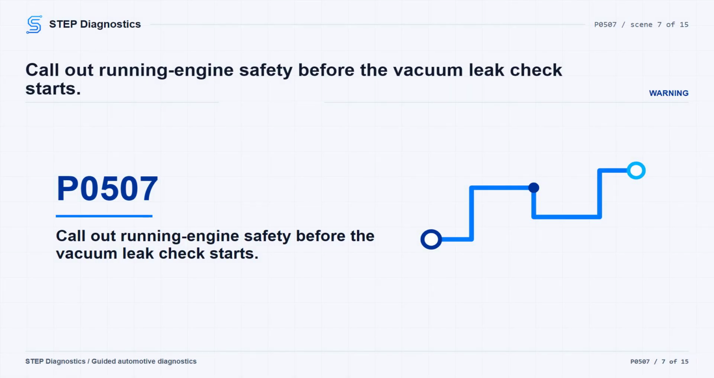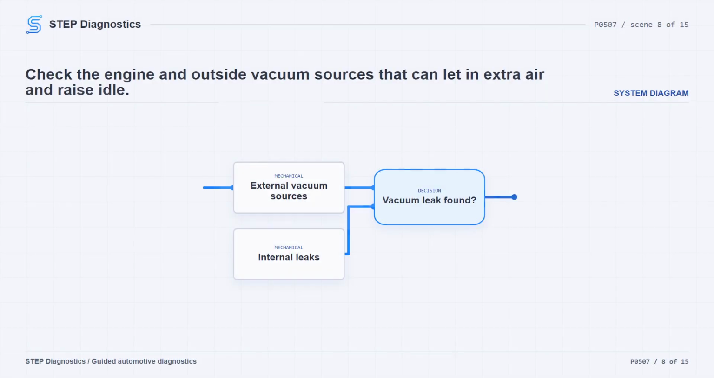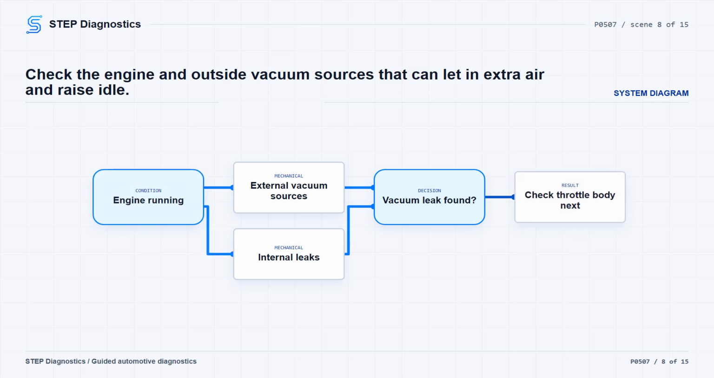Start the engine and inspect for vacuum leaks. Before working around a running engine, stay out of the fan path, keep your hands away from pulleys, belts, and the fan, and do not wear loose clothing. Check for internal leaks and check external areas that can create a vacuum leak, including vacuum supply lines, the brake booster, purge solenoid, and engine seals. If you find a vacuum leak, repair it as necessary. Then verify the repair and confirm the code stays gone. If no vacuum leak is found, continue to the throttle body checks.